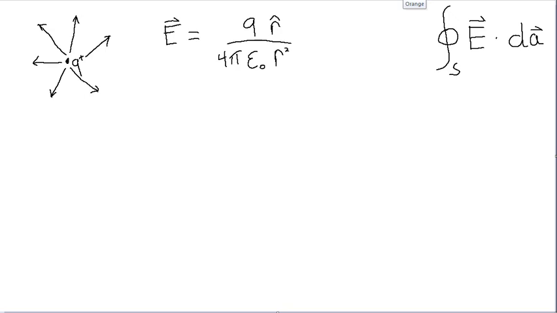We want to put an enclosing sphere. In a spherical system, one of the easiest objects that we can think of, if we want to enclose that charge, and again, this is an imaginary surface about a charge that we want to integrate over.